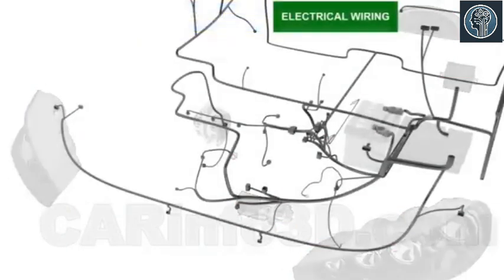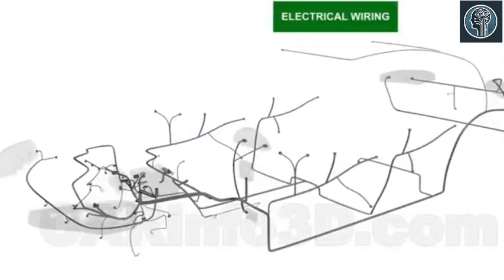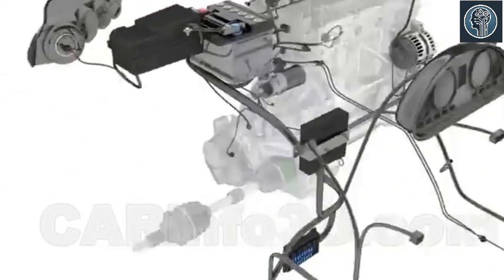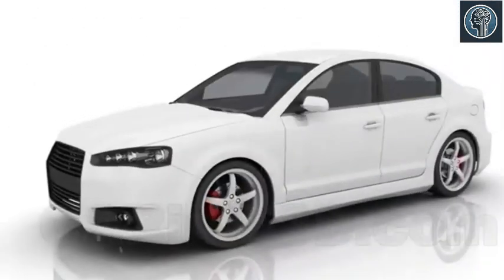Electrical wiring connects various components of the electrical system. Auxiliary elements include relay and fuse boxes, as well as various buttons and switches. This concludes our review of the basic car components.